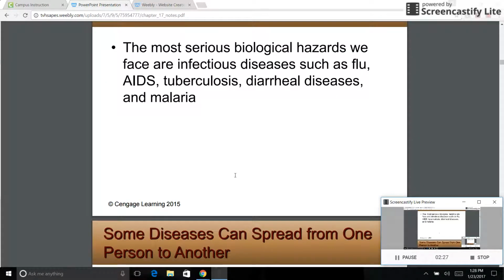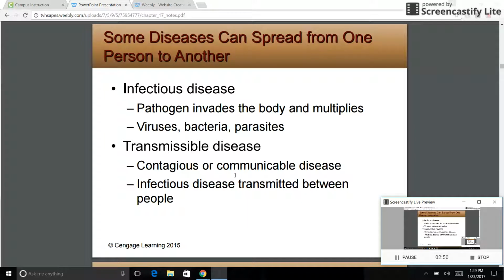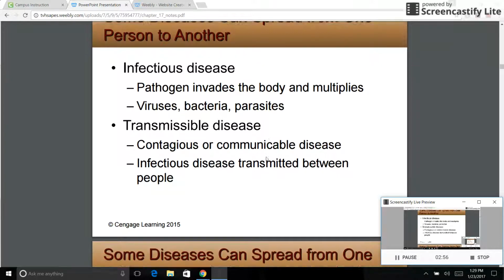So biological hazards, it's important that you understand a little bit about each of the different types or categories that are presented in this particular chapter. So viral versus bacterial versus something from a living organism, a parasite. In the case of malaria, we looked at a protozoan. Infectious disease, pathogen that invades the body, multiplies: viruses, bacteria, parasites. We'll look at one example of each of those.